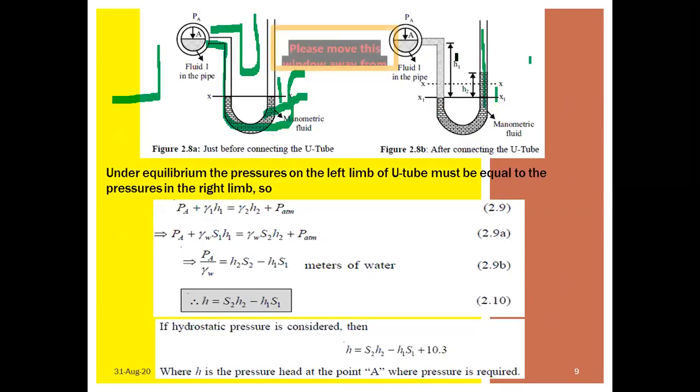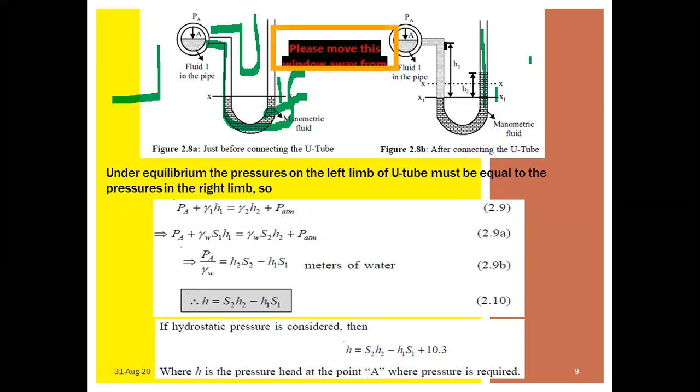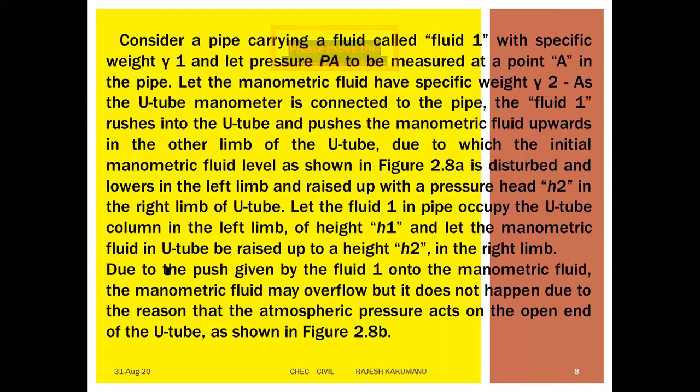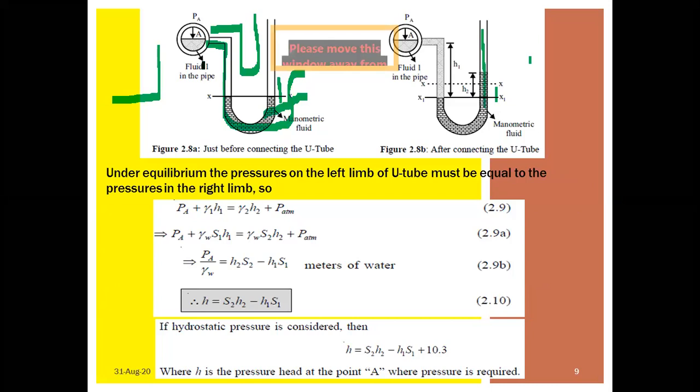So whenever the fluid in the container is filling the left leg of the U-tube with H1 height, and the manometric fluid which is in the glass tube is rising up to the height H2 in the right leg, we can say that by seeing the figure. What is he saying? Due to the push given by the fluid F1 onto the manometric fluid. So what happens here? Due to the push of the F1 fluid, when it moves from this to this, changes happen there.